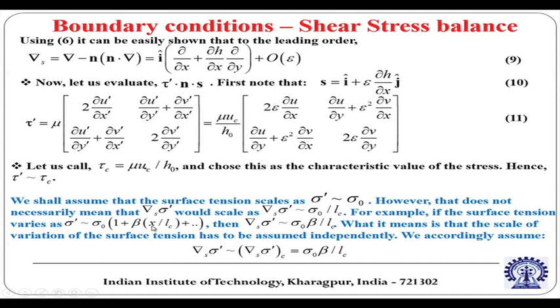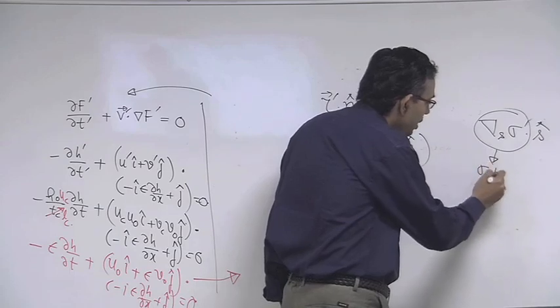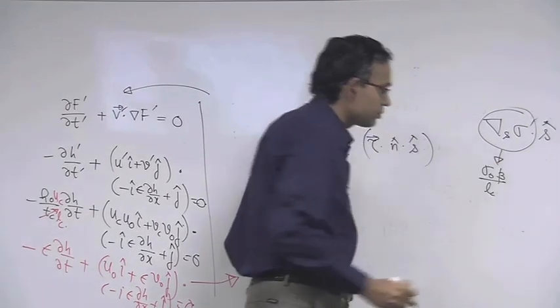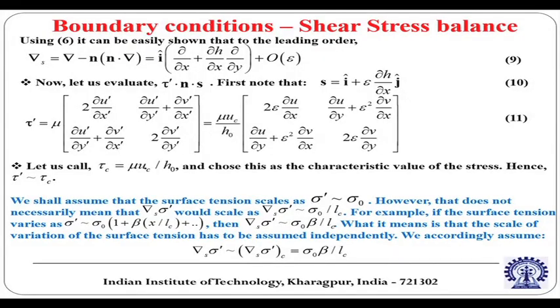This is the leading order term. In the surface gradient, only the leading order term will feature in the lubrication approximation. So the grad s sigma dash will become sigma 0 beta by LC. So these are the two things that we will remember. So this we will note down in the board, sigma 0 beta by LC. Okay, let us go to the next slide.